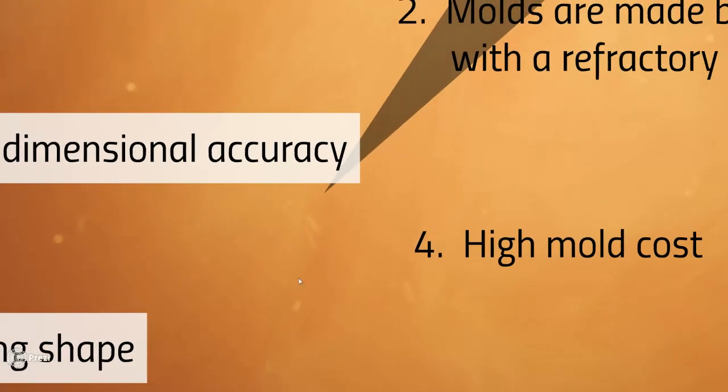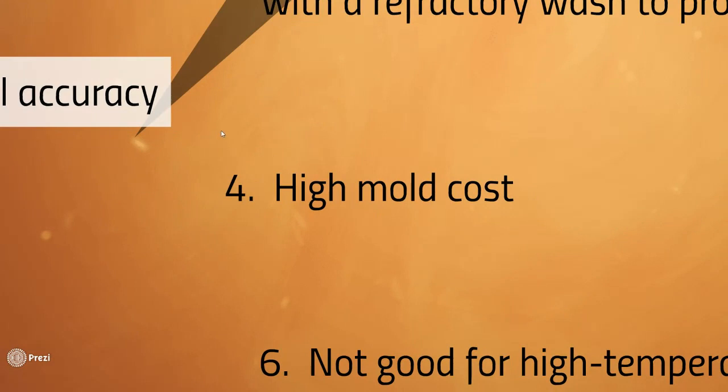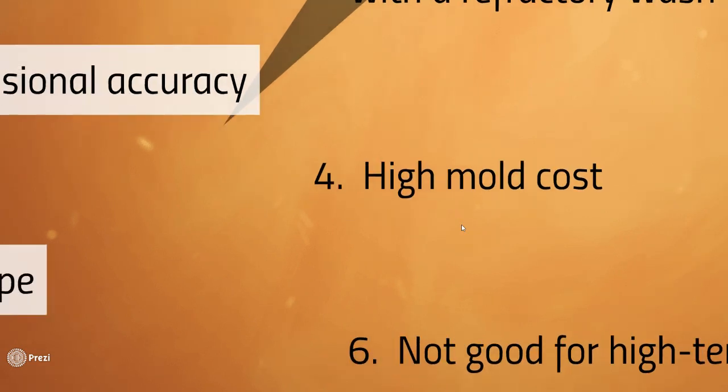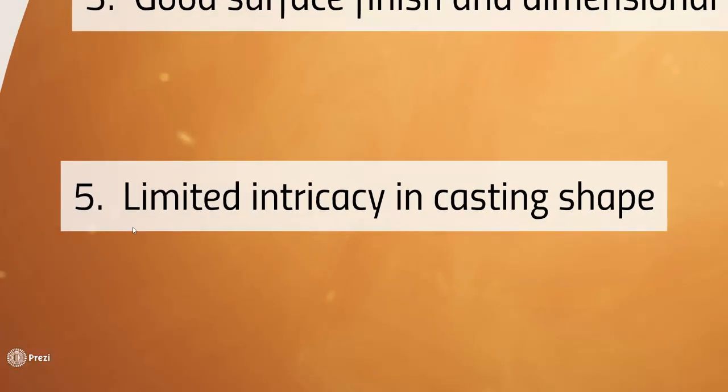All right, let's look at number four. Because it is a permanent mold, it has a very high mold cost. You can remember from part number one that we talked about how green sand casting was very cheap. Well, permanent molds have a very high mold cost, very high to make those molds, very high to maintain those molds. Also, you can have limited intricacy in casting shape for these permanent molds because they're based upon the shape of the mold that you can make.